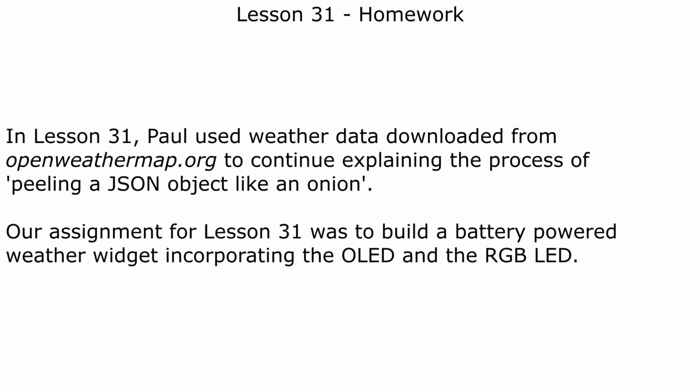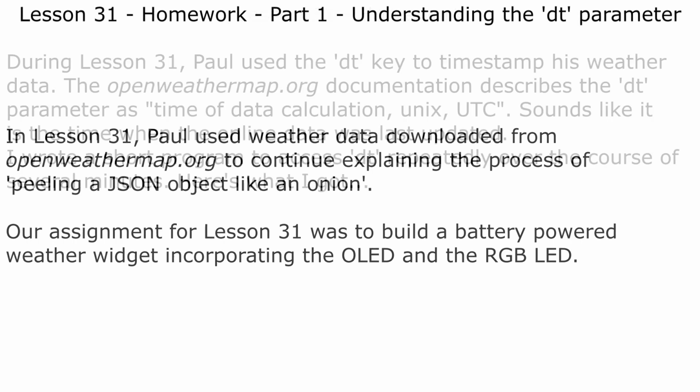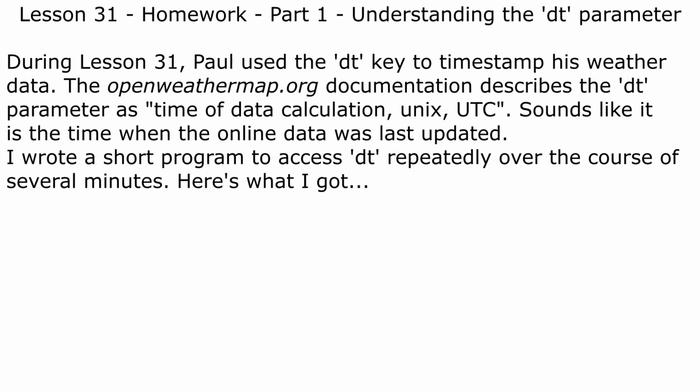In Lesson 31, Paul used weather data downloaded from openweathermap.org to continue explaining the process of peeling a JSON object like an onion. Our assignment for Lesson 31 was to build a battery-powered weather widget incorporating the OLED and the RGB LED. During Lesson 31, Paul used the DT key to timestamp his weather data.